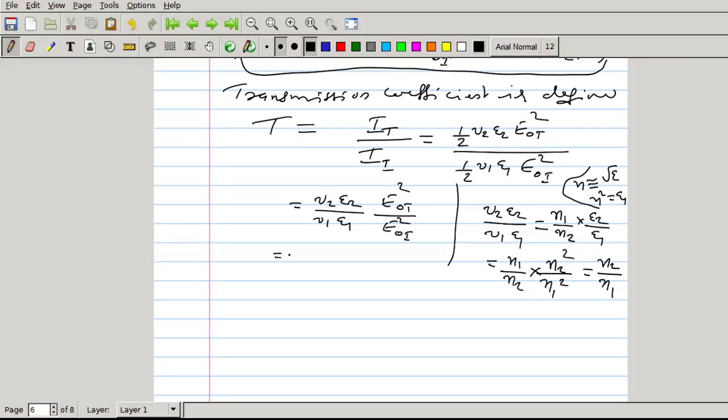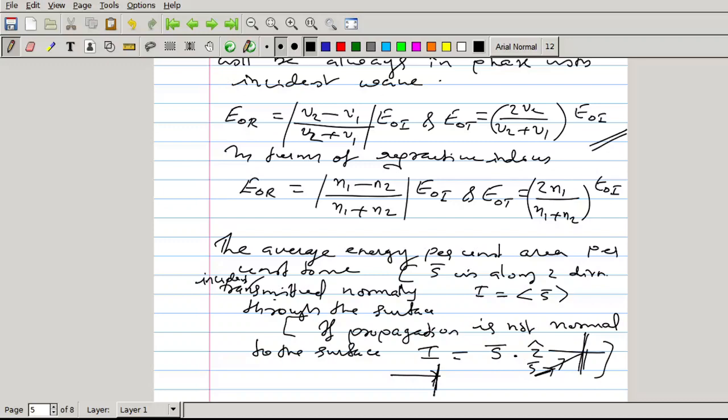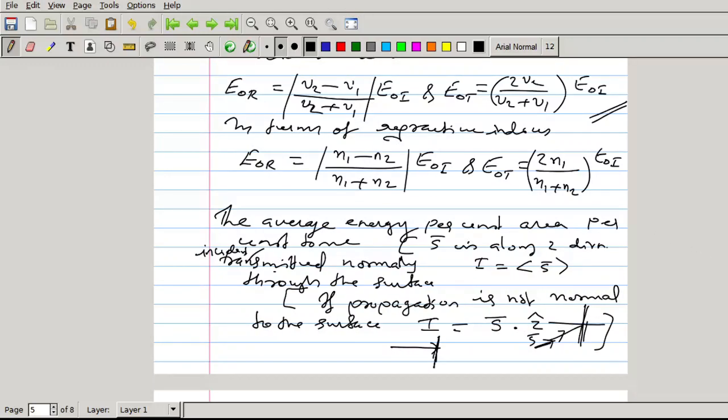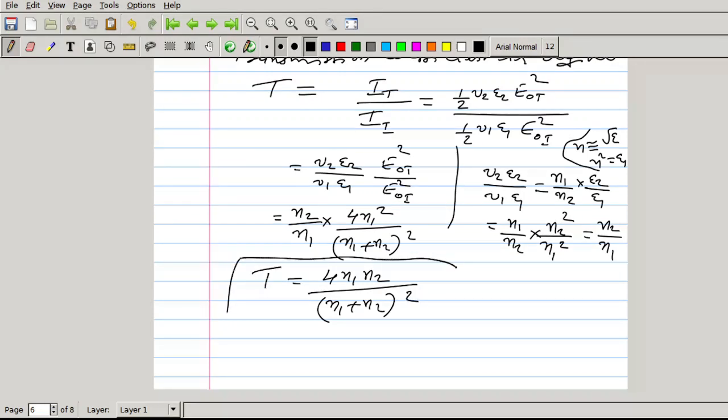So here we have N2 by N1 into E0T by E0I the whole square. E0T by E0I is 2 N1 by N1 plus N2, the whole square. So it is 4 N1 square by N1 plus N2 the whole square. This N1 square and N1 will get cancelled. So we will be having 4 N1 N2 by N1 plus N2 the whole square. So this is the transmission coefficient.